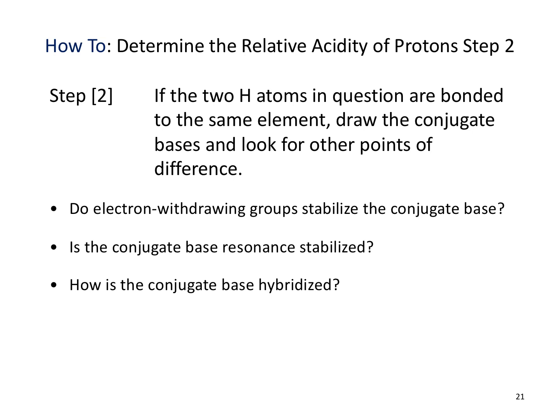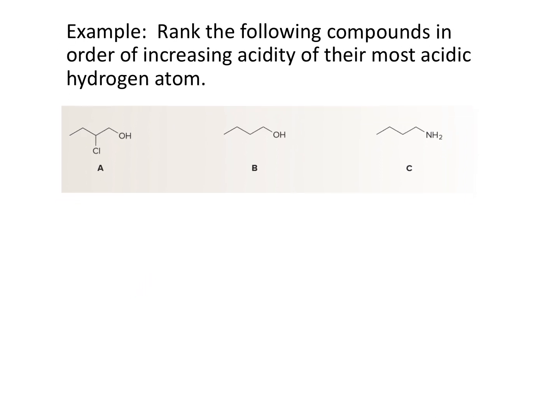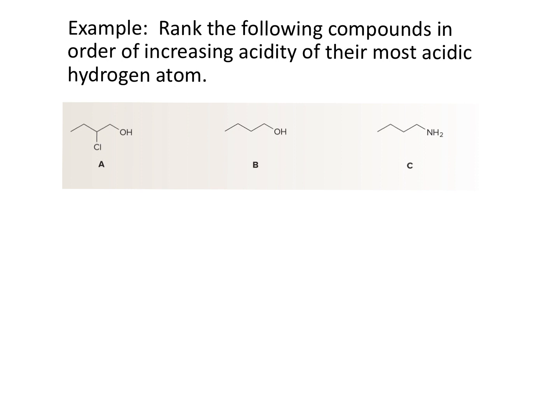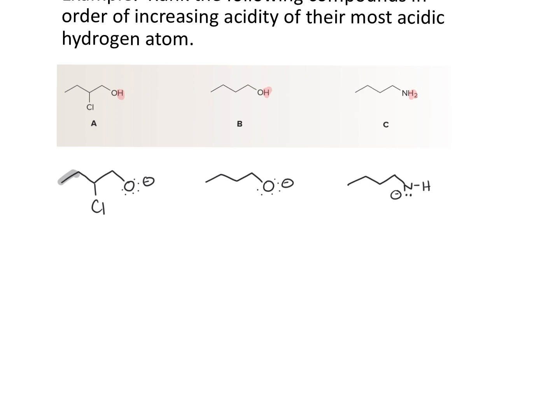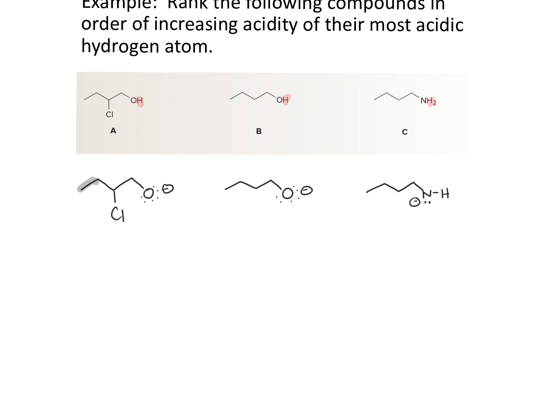So let's look at an example. This example says, rank the following compounds in order of increasing acidity of their most acidic hydrogen atom. And so we are going to look for the hydrogen atom on heteroatoms. The acidic hydrogen atom that we're looking at is this one here, and then one of these two. And so when we draw the conjugate bases, we get these structures. When you look at this, you say, okay, I'm looking at the atom that's got the negative charge. So we're comparing oxygen, oxygen, and nitrogen.